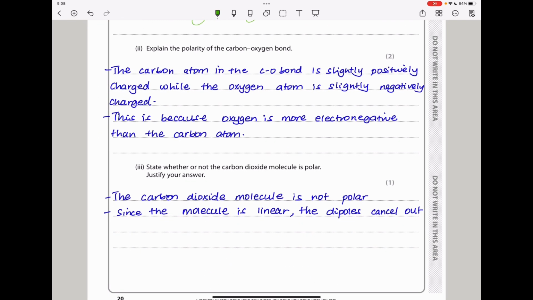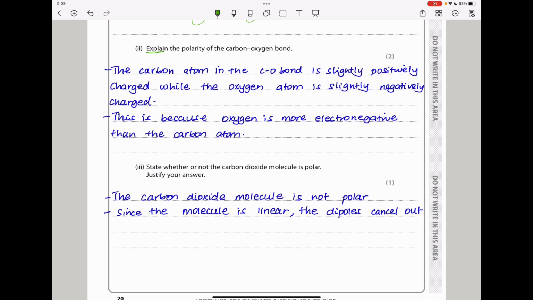Moving on, they say, explain the polarity of the carbon-oxygen bond. Remember, we are talking about polarity. Is it polar? And give a reason why. And again, here they're asking explain. It means I have to talk about what polarity exists in there and the reason why it is the way it is.